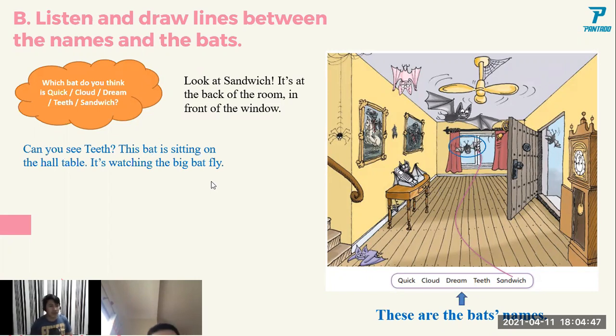Okay, number two, can you see Teeth? This bat is sitting on the hall table. It's watching the big bat fly. Can you draw where Teeth is? This is Teeth. I think this is Teeth. Very good, right? Because it is sitting on the hall table. Good job. Next.